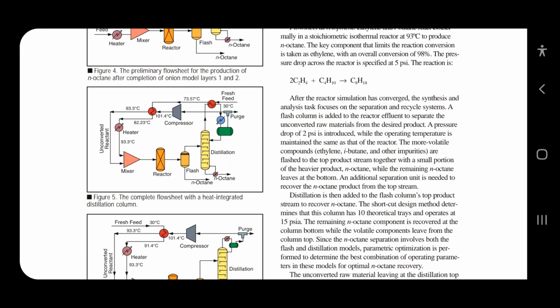The converted raw material leaving at the distillation top stream is now pure enough for recycle. A purge stream is added before the stream is recompressed, reheated, and sent back to the reactor. The tear stream concept is utilized to facilitate convergence of the recycle stream. Figure number 4 is a preliminary process flow sheet based on the synthesis and simulation conducted. The design of the heat exchange network and utility system will be handled simultaneously. Stream enthalpy data needed for the analysis is extracted from the converged flowsheet.